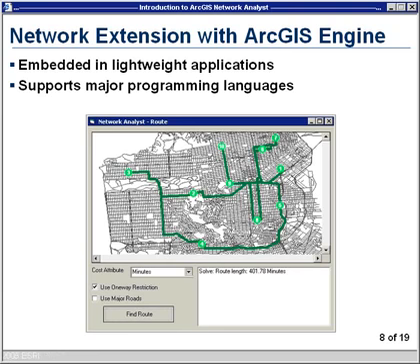Using ArcGIS Engine, network-based spatial analysis can be embedded within lightweight custom applications with a network extension. This is useful when you have a very specialized, streamlined application, or when you just want to embed network analysis into a non-GIS application. All major programming languages are supported, including Visual Basic, C++, .NET, and Java.